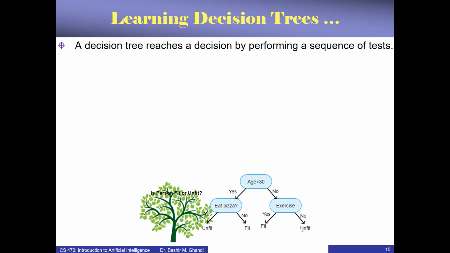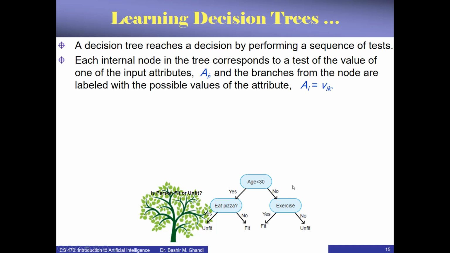But first, how does a decision tree work? So a decision tree reaches a decision by performing a sequence of tests. As you can see in this example, each internal node in the tree corresponds to a test of the value of one of the input attributes, call it A_i, and the branches from the node are labeled with the possible values of the attribute, v_ik.